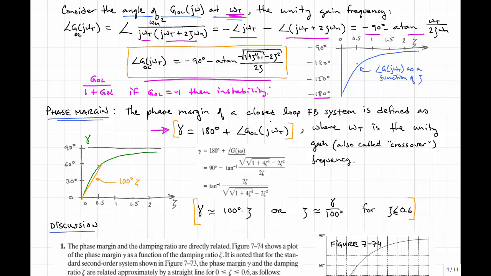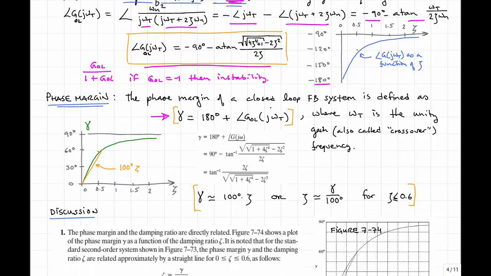And so now perhaps this idea of phase margin has some meaning. Phase margin is the distance between the actual angle of the open loop system and the minus 180 degree asymptote line. And we want that phase margin to be positive, and we want it to be reasonably large, as we will see here in a moment. So here's the definition: 180 degrees plus the angle of the open loop transfer function evaluated at omega t. And here it is plotted.